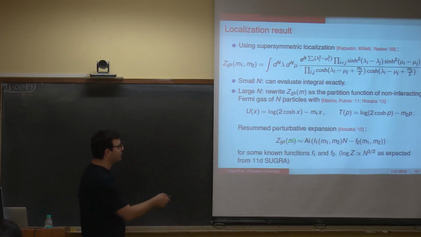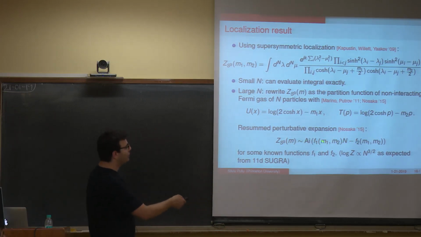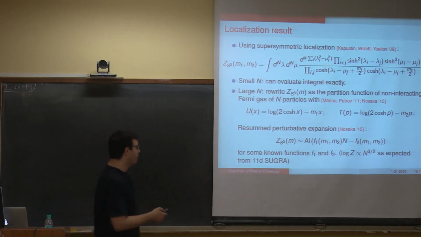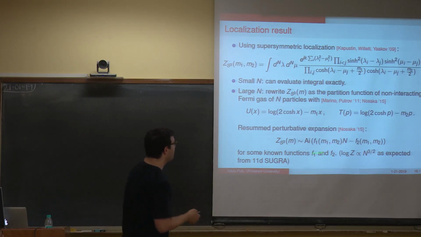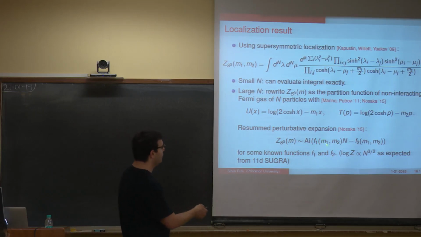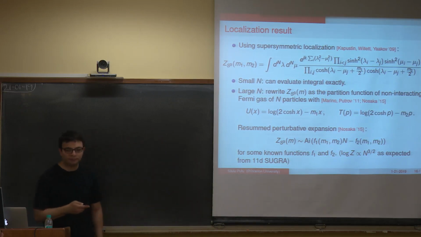Then the partition function takes the form of some Airy function, where the argument is some function of the two masses times n, shifted by some other function of the masses. These functions are pretty simple. You can find them in our paper or in other papers. One nice thing about it is that at large n, one can show, given this formula, that the logarithm of the partition function goes like n to the 3/2, as expected from 11D supergravity.